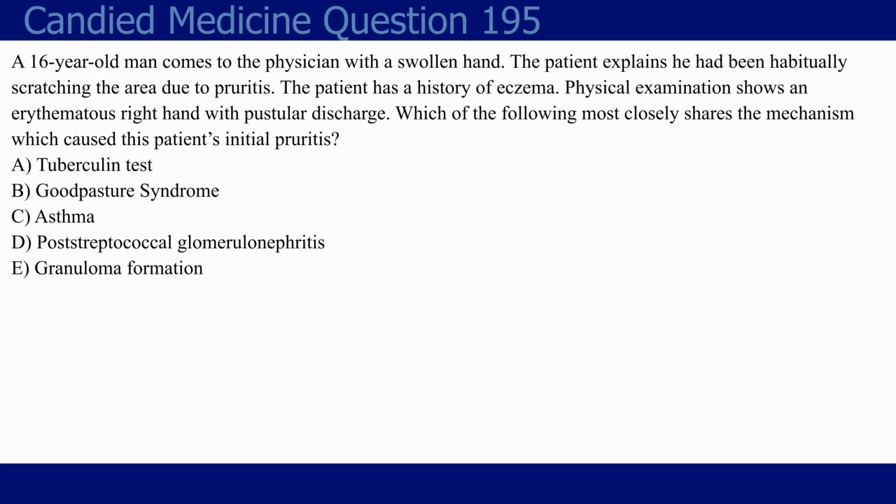Which of the following most closely shares the mechanism which caused this patient's initial pruritus? Choice A, tuberculin test. Choice B, Goodpasture syndrome. Choice C, asthma. Choice D, post-streptococcal glomerulonephritis. Or choice E, granuloma formation. I'll wait 5 seconds and answer the question.